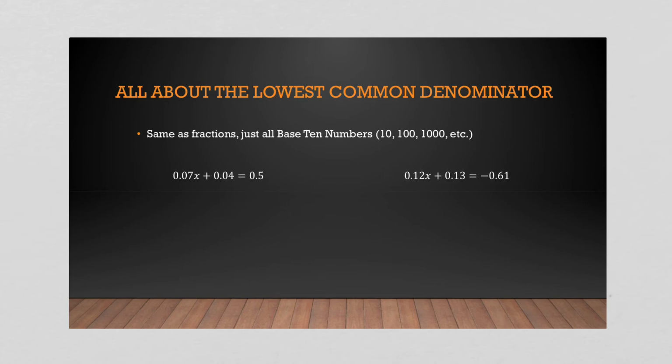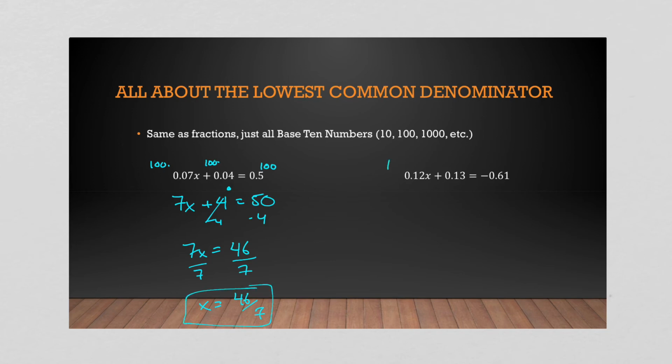So for the one on the left here, we have hundredths. So multiply by 100, multiply by 100, multiply by 100. In this case, we get 7x plus 4 equals 50. We're going to minus 4 from both sides. 7x equals 46, then divide both sides by 7. And we can't simplify this fraction, it's just 46 over 7. Enjoy that moment. We all love fractions.